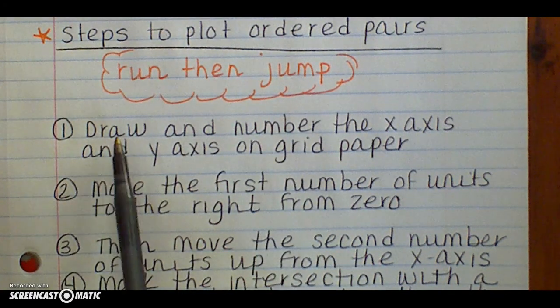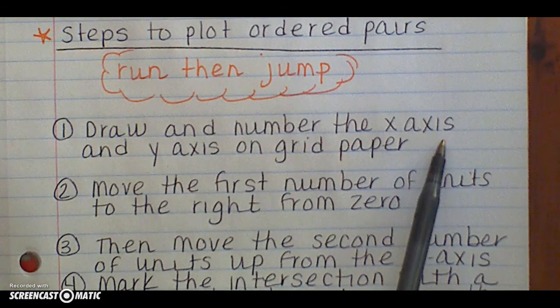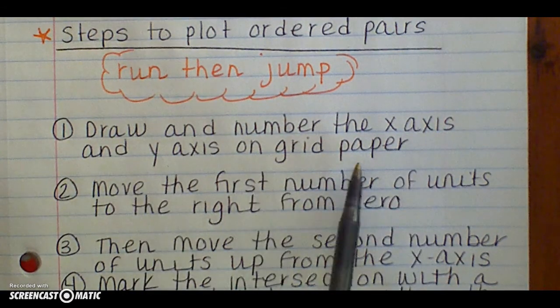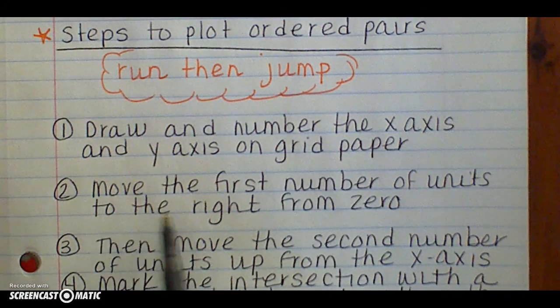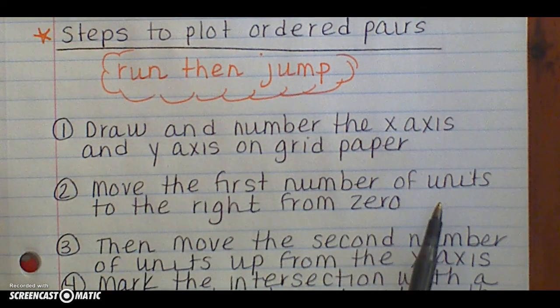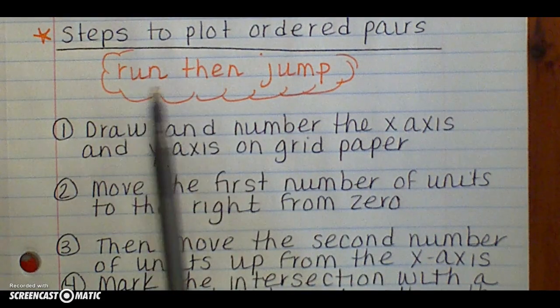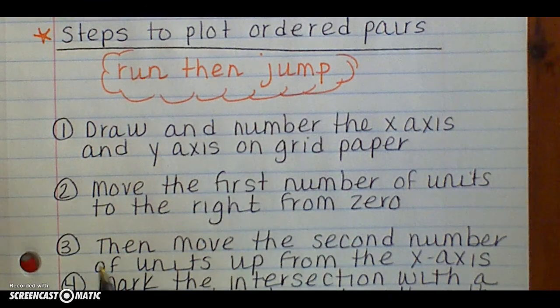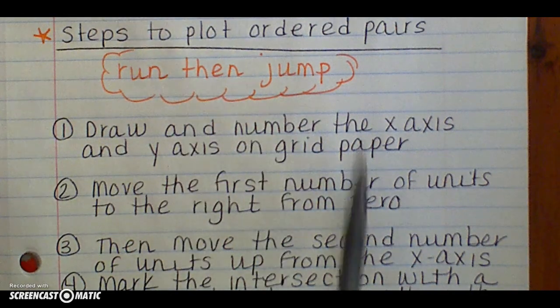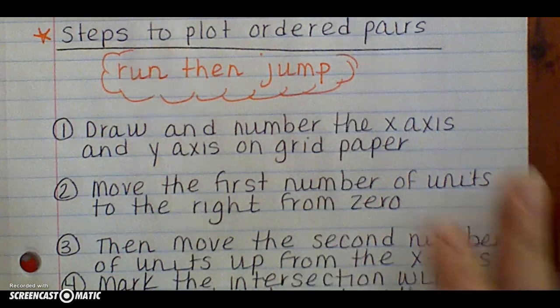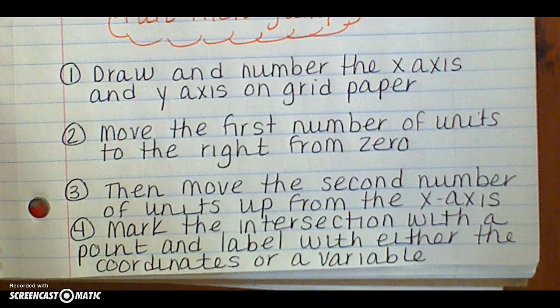So the first step is you draw and number the x-axis and y-axis on grid paper. Second, you're going to move the first number of units to the right from 0. So that's the x-axis, and that's the run. So you run along. Third, then move the second number of units up from the x-axis. So you run along, and then you jump up with the y-axis. Lastly, you then mark the intersection with a point and label with either the coordinates or a variable.